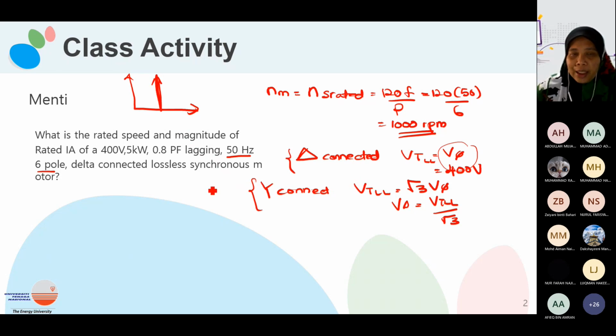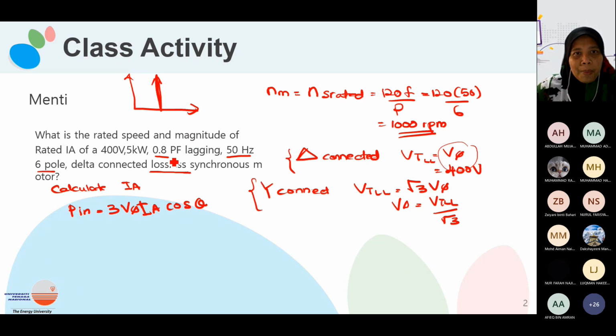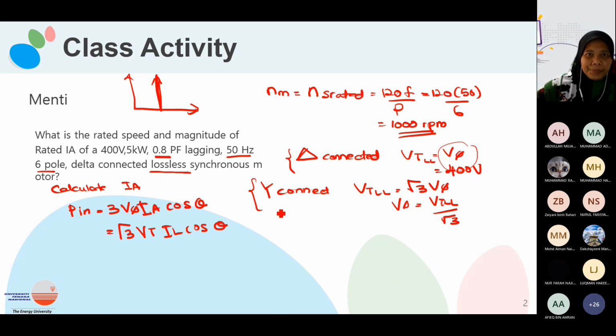Okay, now how to calculate the IA? To calculate IA, I remember I gave you the power flow diagram for the synchronous motor. If there are losses, you have to subtract the losses. But this synchronous motor is a lossless motor. So you calculate IA, either you can use this formula, P in equals 3 V phase IA cos theta, where cos theta is your power factor. Or you can use root 3 VT IL cos theta. Alright.